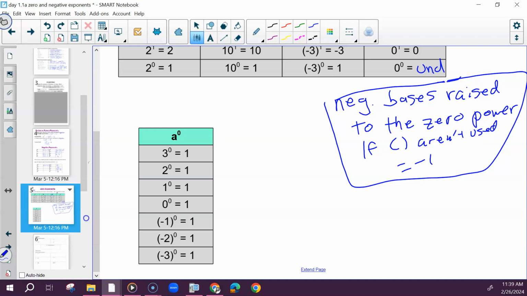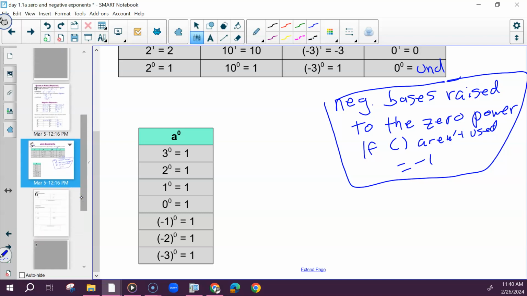So I want you to write this. Negative bases raised to the 0 power, if parentheses aren't used, is -1. So it's either 1, -1, or undefined. Undefined only works for 0. -1 is if we don't have parentheses. 1 for everything else. So if I said, what is 1,000,000 to the 0 power? What's that answer? 1. If I said -200 to the 0 power, what is that answer? 1. It should always be 1. In that case, we would use parentheses.